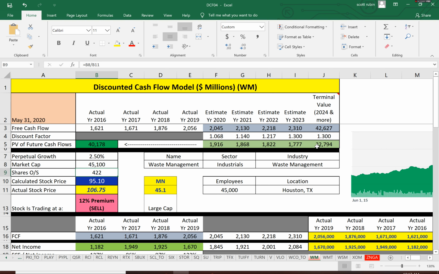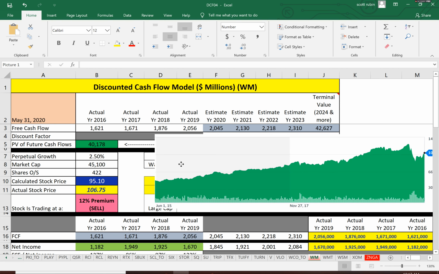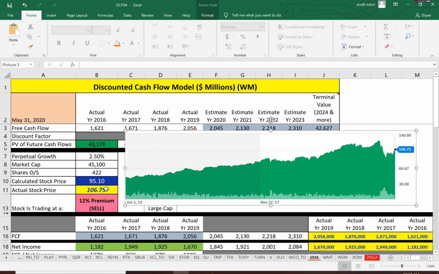When you divide that by 422 million shares, you get a stock price of $95. It's trading at 107, so it's trading at a 12% premium. So we consider this a sell. Now let's look at the historical stock price. It was trading around 95 a couple of weeks ago, or a month ago.